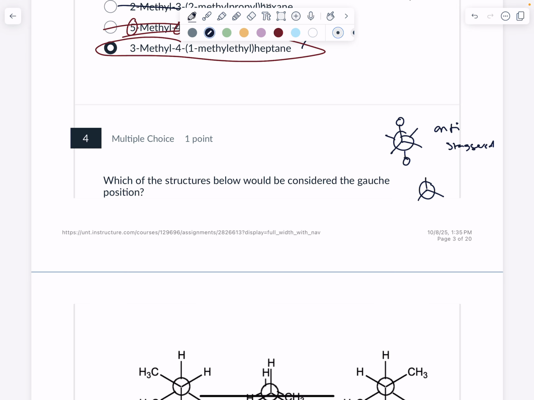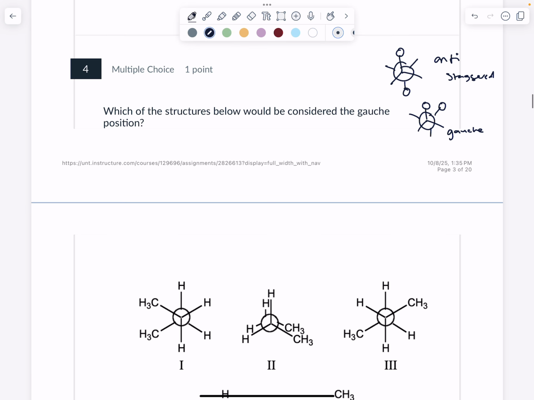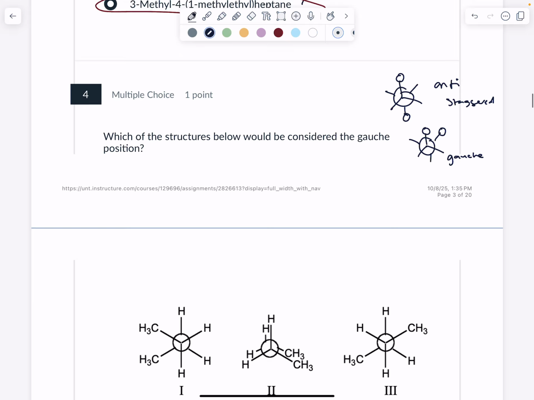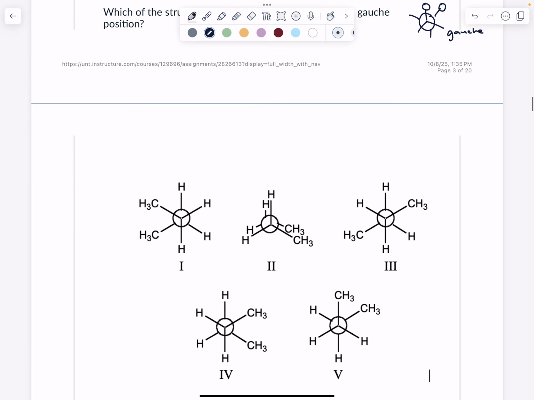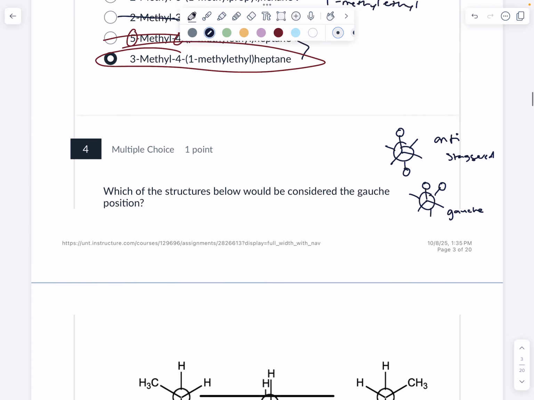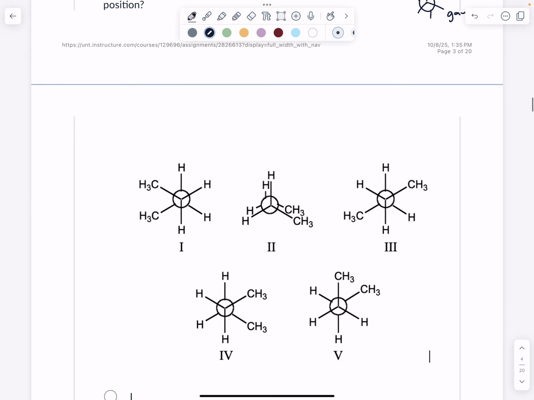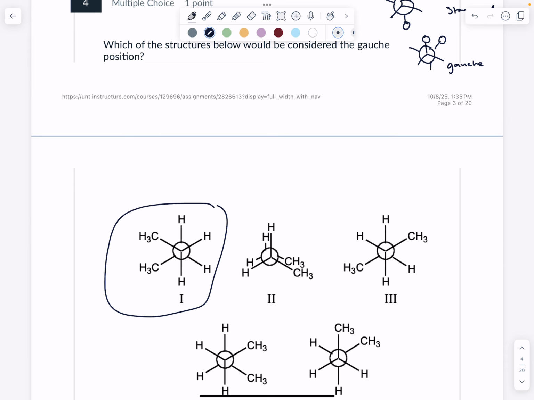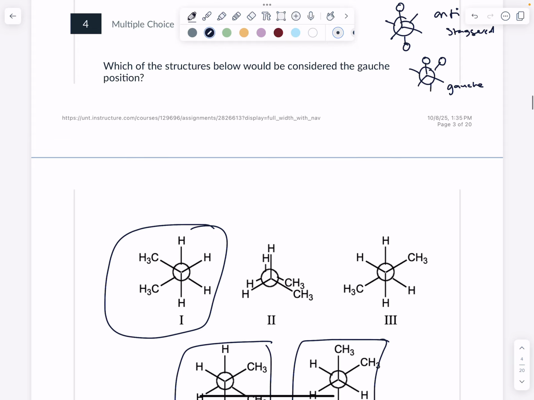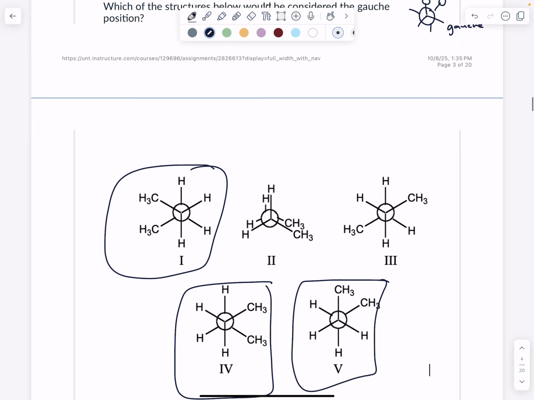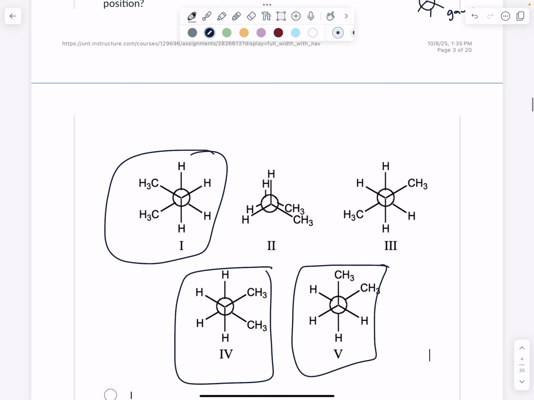Now, if you have two big groups next to each other like this, we consider that gauche, which is the French word for awkward, but also for left, I think, if I remember correctly. So I'm looking for two big groups next to one another. So let's see. Oh, I see that right here. And I see that right here and right here. Okay, so I must not have thought that through whenever I was making this.